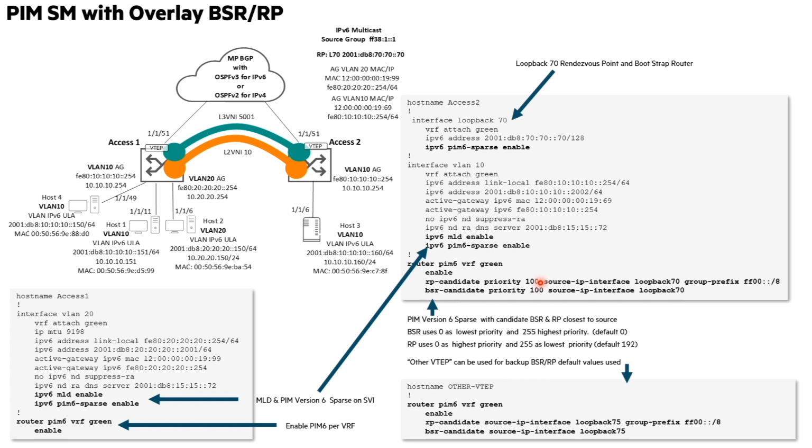Now if we wanted to have a backup RP and BSR, you would then configure on another VTEP the similar configuration, and I've shown in the example below that I haven't put any priorities, and they go to default behavior, where the BSR defaults to 0 and the RP defaults to 192, so the configuration above will take precedence.